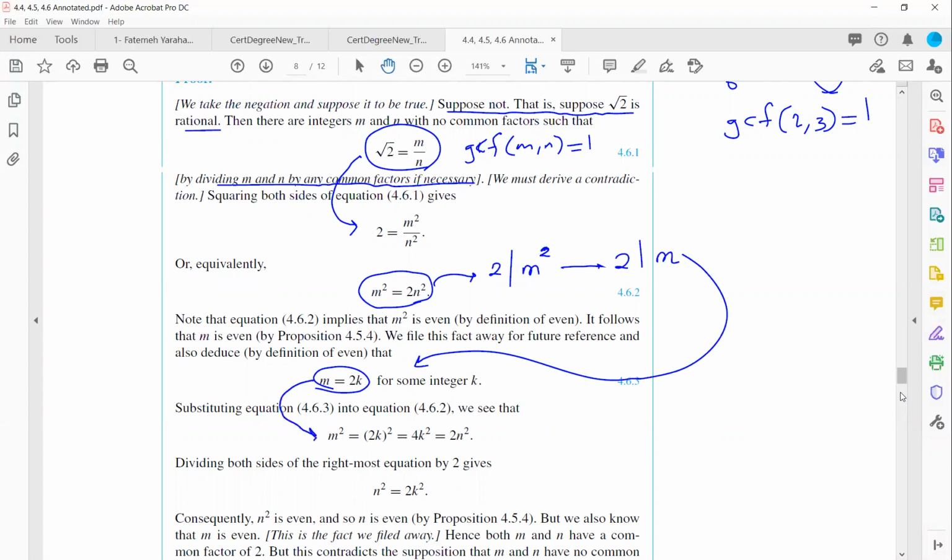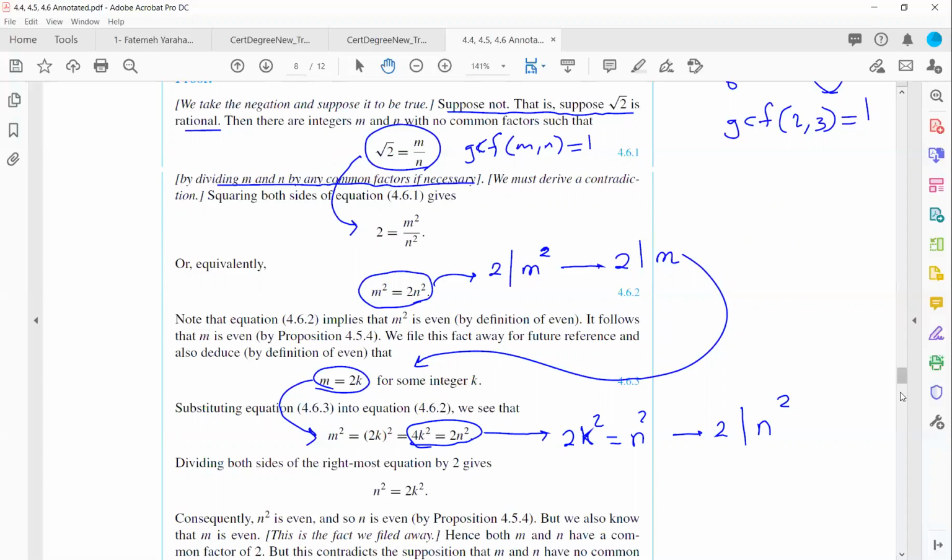Now let us raise m to 2. M squared is equal to 4k squared. Why is that? Take a look at this. You know m squared is equal to 2n squared. And at the same time, you show that m squared is 4k squared. So 4k squared is equal to 2n squared. What's the meaning of that? It means that 2k squared is equal to n squared. It means that 2 divides n squared.